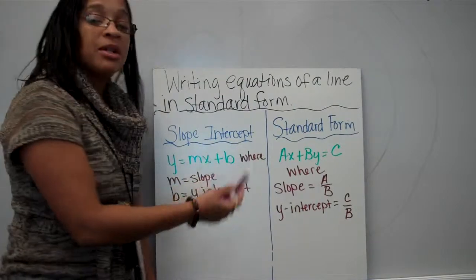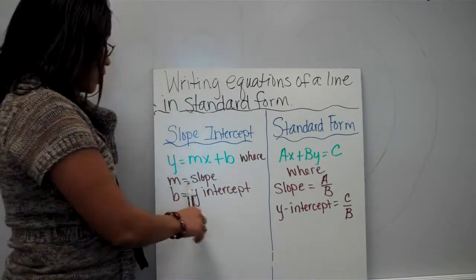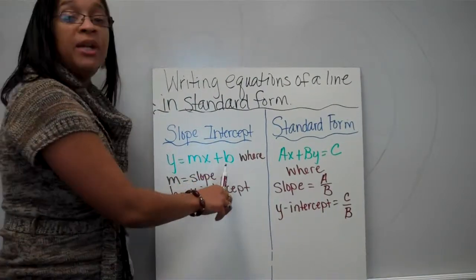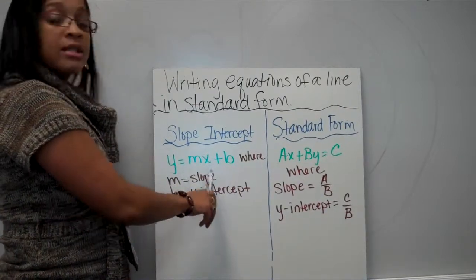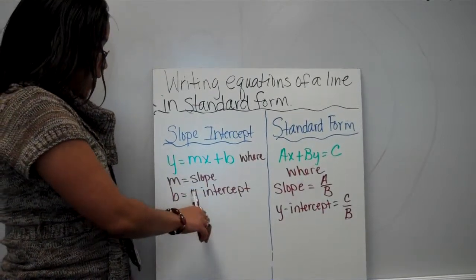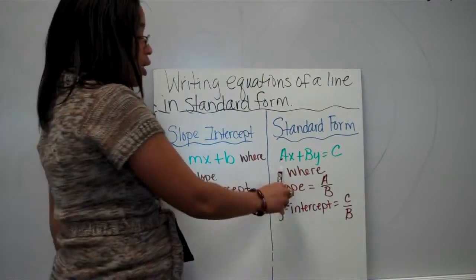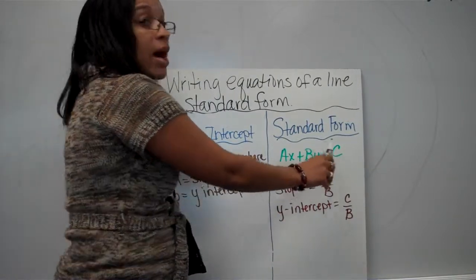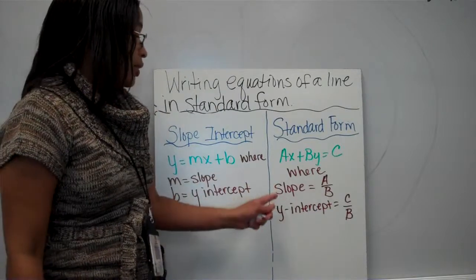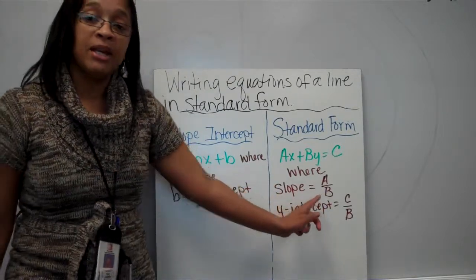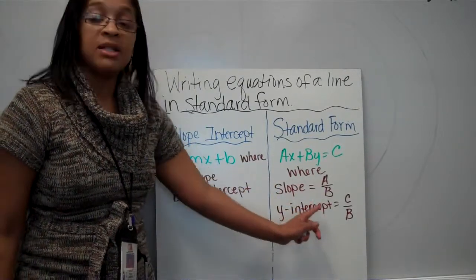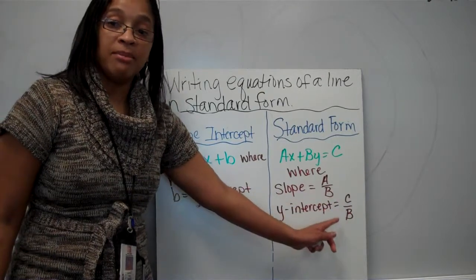When you are putting something in slope-intercept form, it should be written in the form of y equals mx plus b, where m is the slope and b is the y-intercept. Well, in standard form, the equation will look more like ax plus by equals c, where the slope is negative a divided by b, and the y-intercept is equal to c divided by b.